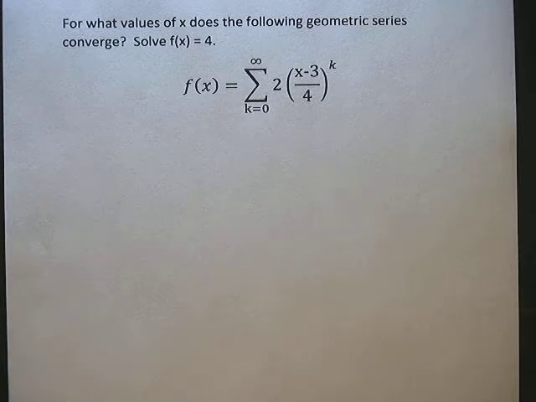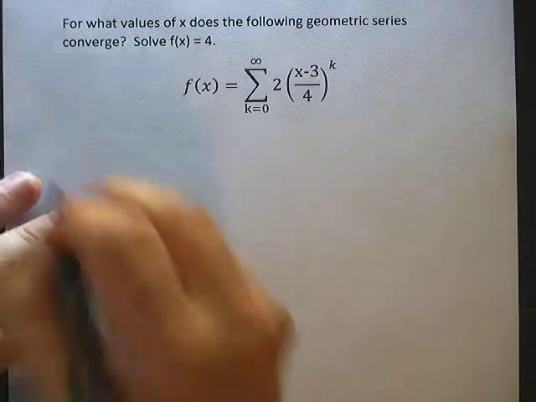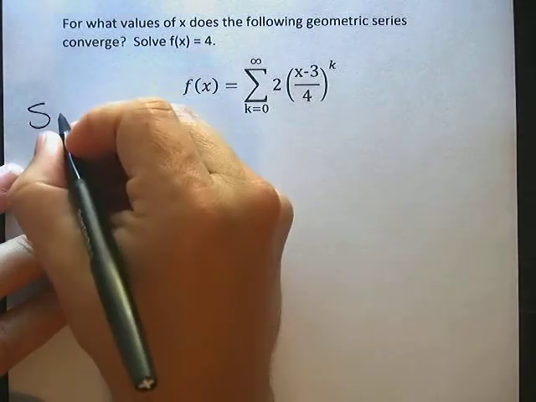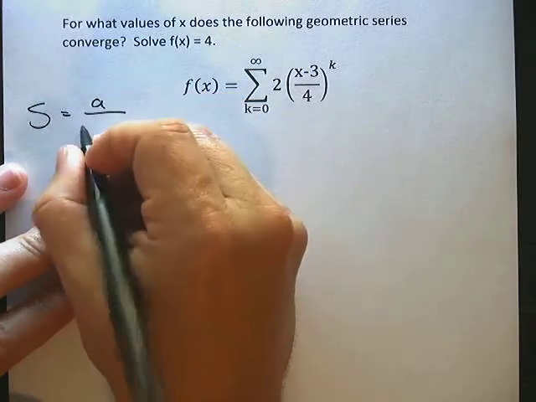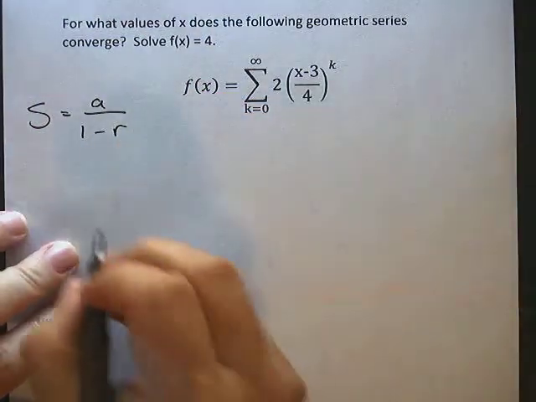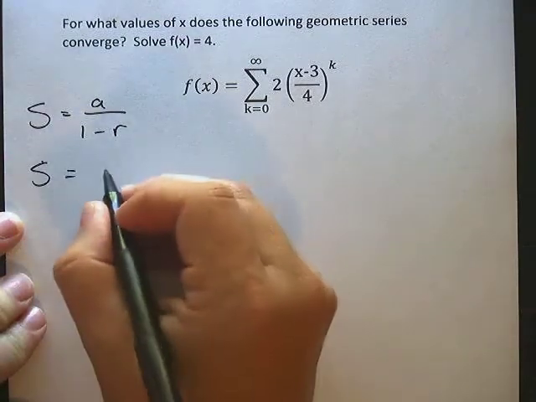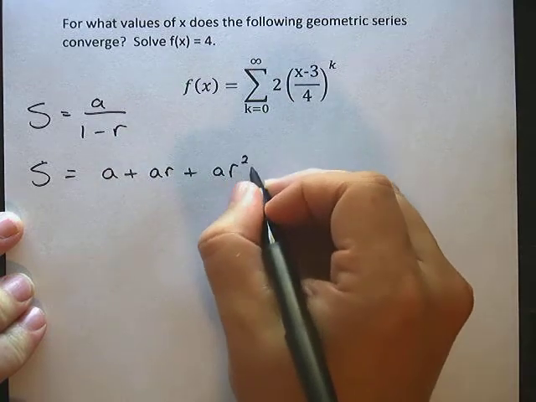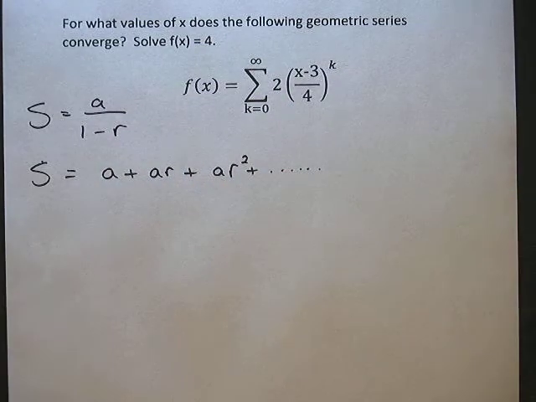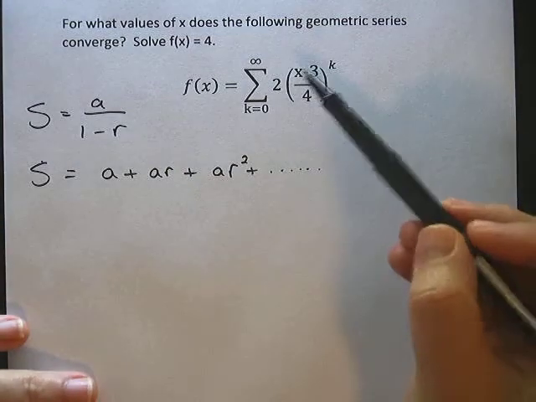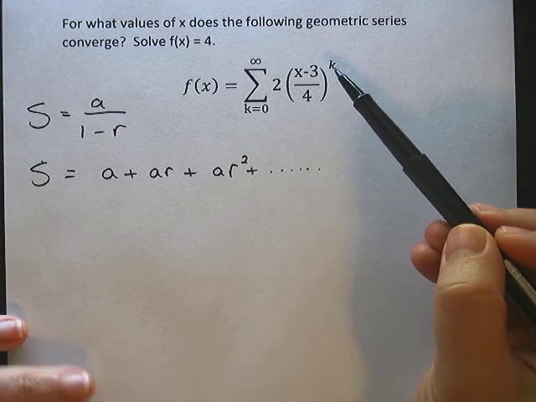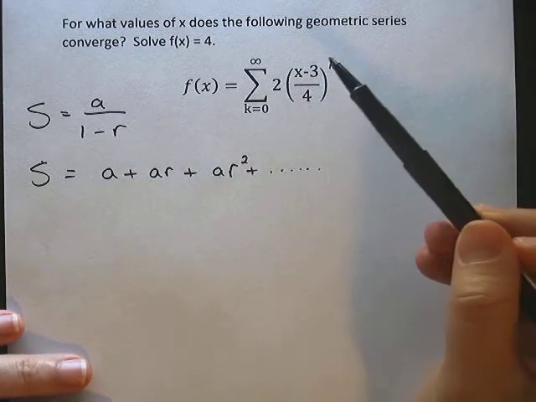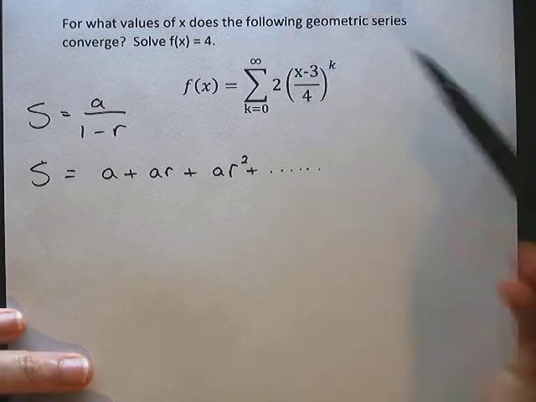Given that it's geometric, we should remember that if it converges, then it looks like a over 1 minus r. And the sum would look like a plus ar plus ar squared plus dot dot dot. So what we need to figure out is the a and the r. Our first term is going to be the a, so we plug in a 0 in place of k, not x, in place of k. We're solving for x. If we plug in a 0, which would be our first term, then whatever we get will be a.